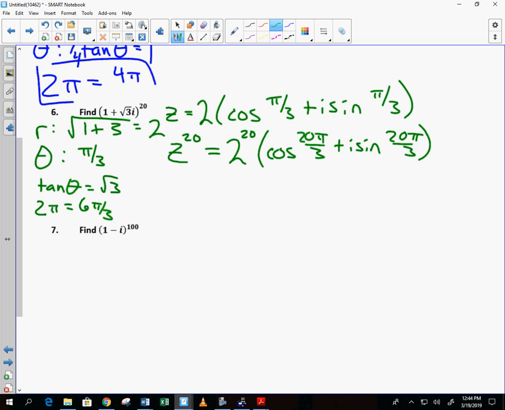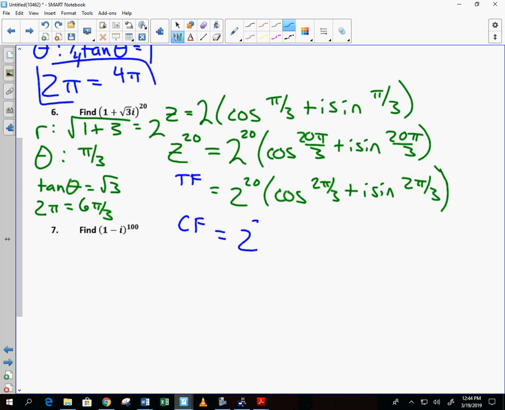So therefore, we have 2 to the 20th times the cosine of 2 pi over 3 plus i sine of 2 pi over 3. On the test, this would be a 5-point problem. And at this point, you would have 4 of the points. You properly placed 1 plus i root 3 to the 20th power in trigonometric form. But in order to get the last point, you have to properly place it into what we call complex form.